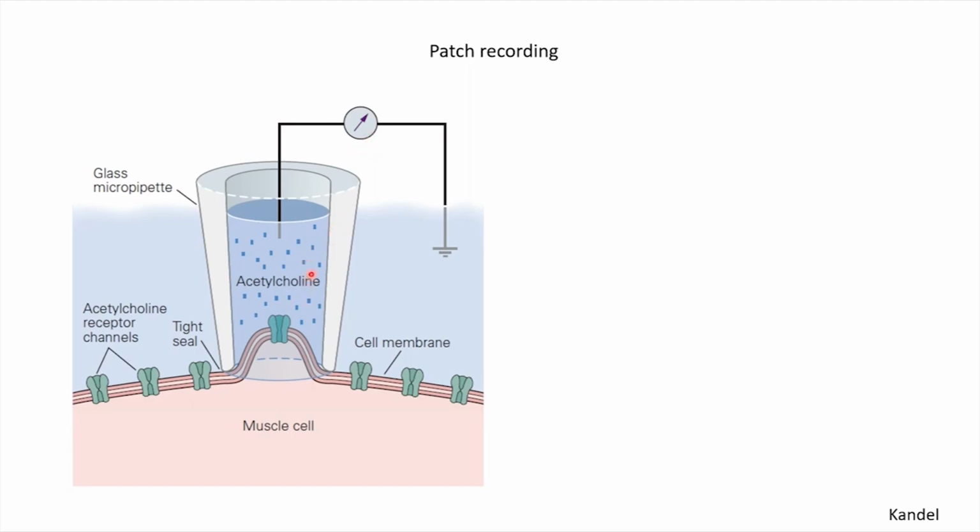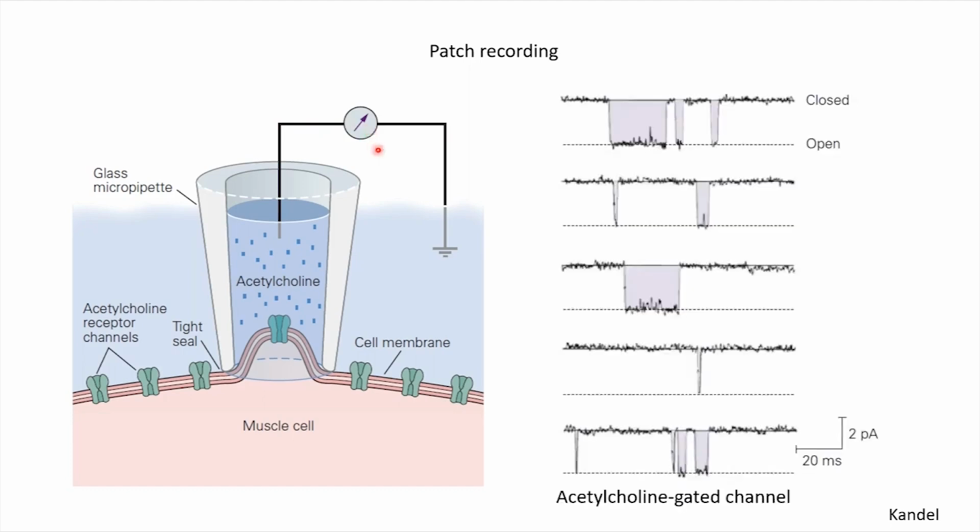Now if we have acetylcholine in the electrolyte, then it can go and bind to the ion channel and can open the ion channel. And whenever the channel opens, there will be current through the channel, and then we will be able to measure that current on our recording apparatus. So here is what the recording may look like. So there may be zero current at some points, which means that the channel is closed. And whenever the channel opens, we will see some deflection in the current here. So there will be some positive or negative current depending on the membrane potential.